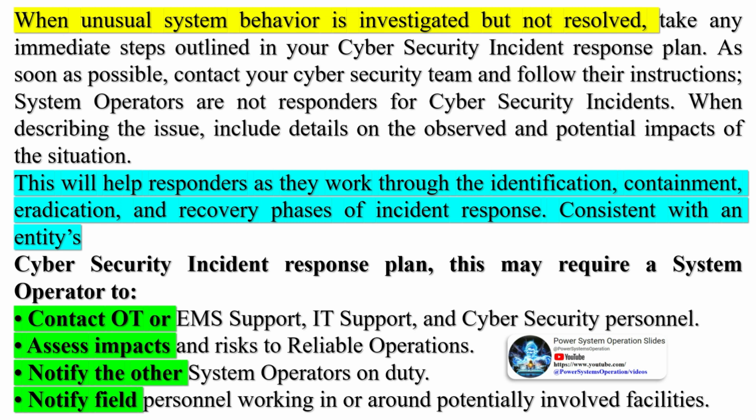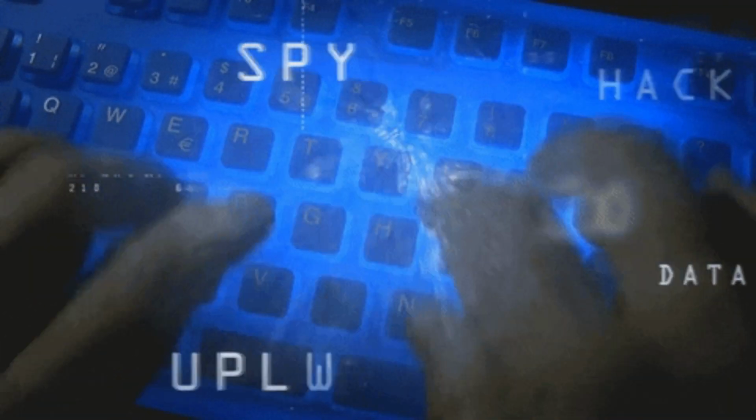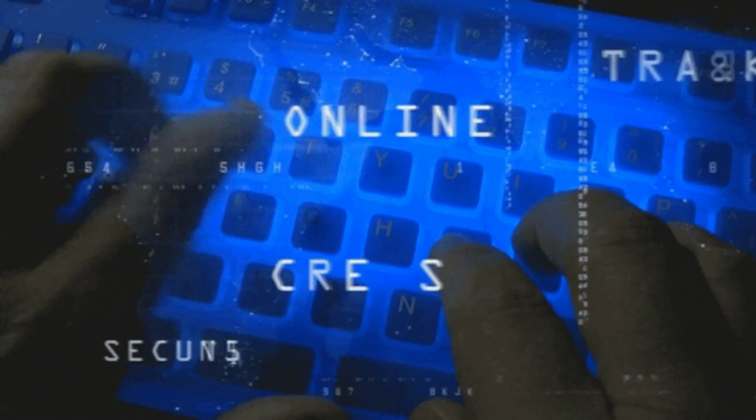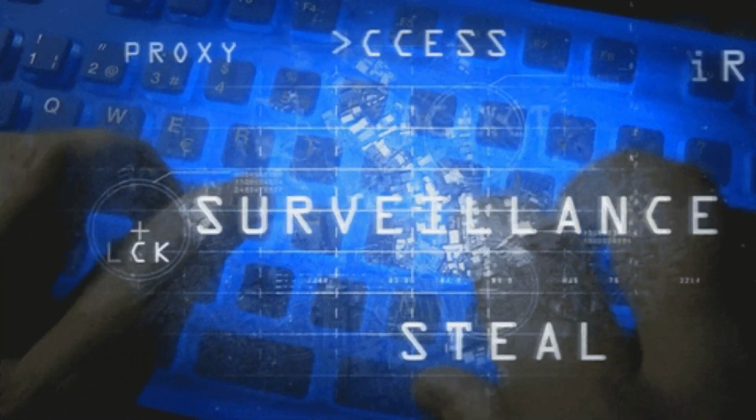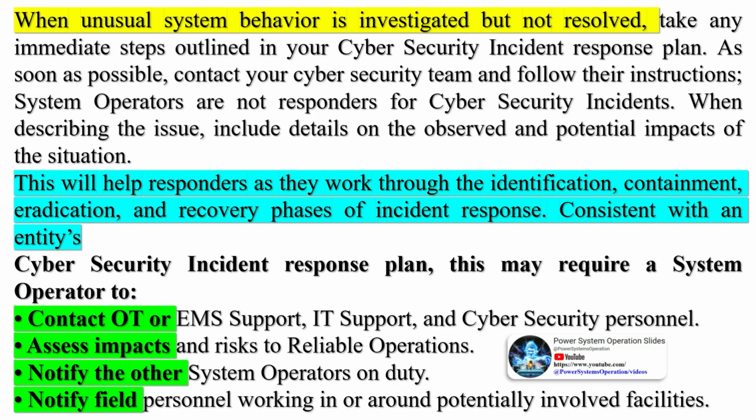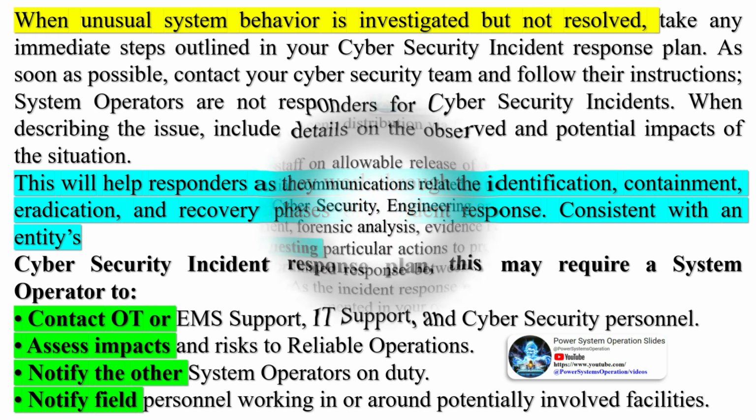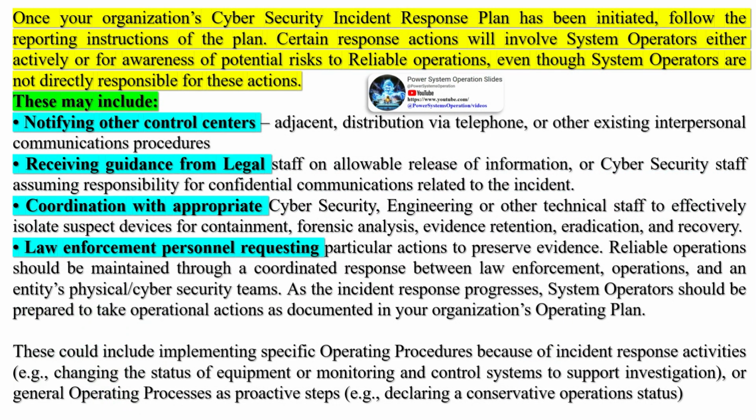Consistent with an entity's cybersecurity incident response plan, this may require a system operator to contact OT or EMS support, IT support, and cybersecurity personnel. Assess impacts and risks to reliable operations. Notify the other system operators on duty. Notify field personnel working in or around potentially involved facilities. Once your organization's cybersecurity incident response plan has been initiated, follow the reporting instructions of the plan.